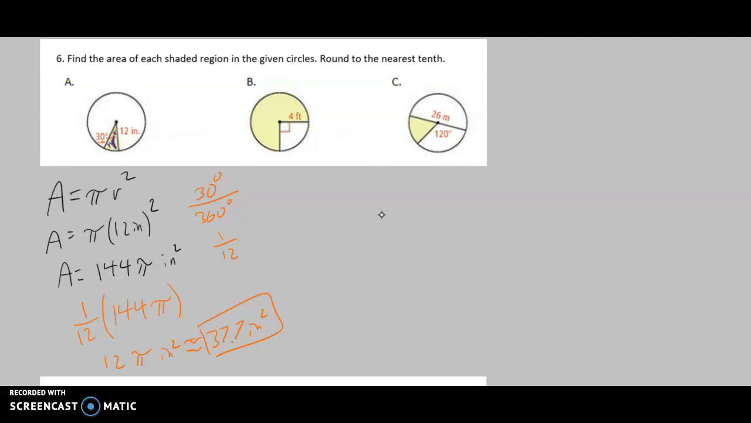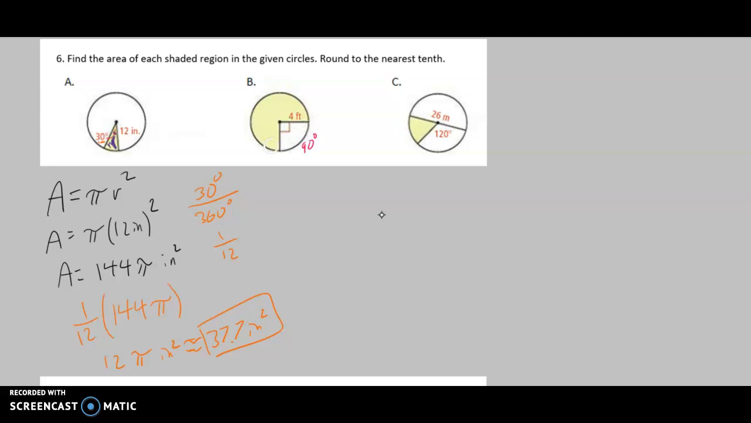So let's look at part B. For part B, we're doing the same exact process. The information that we're given here is not the angle of the shaded area that we're looking at. We're given the angle of the unshaded area. We know that this box right here means that it's a right angle, so it's 90 degrees. So we've got a 90-degree arc here.